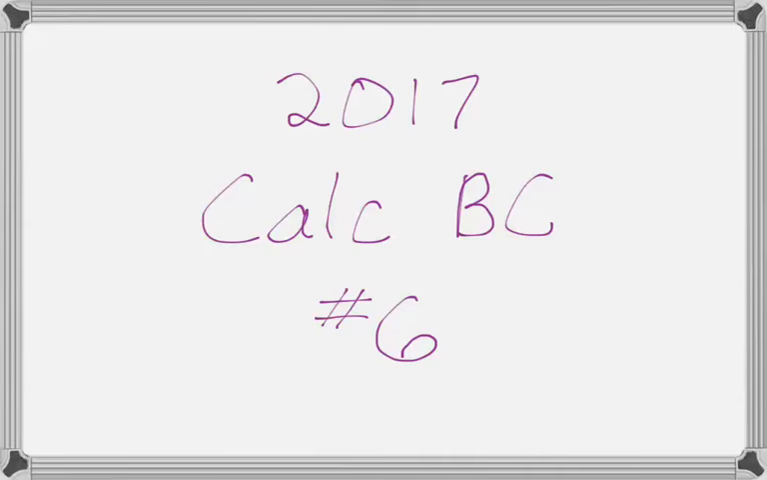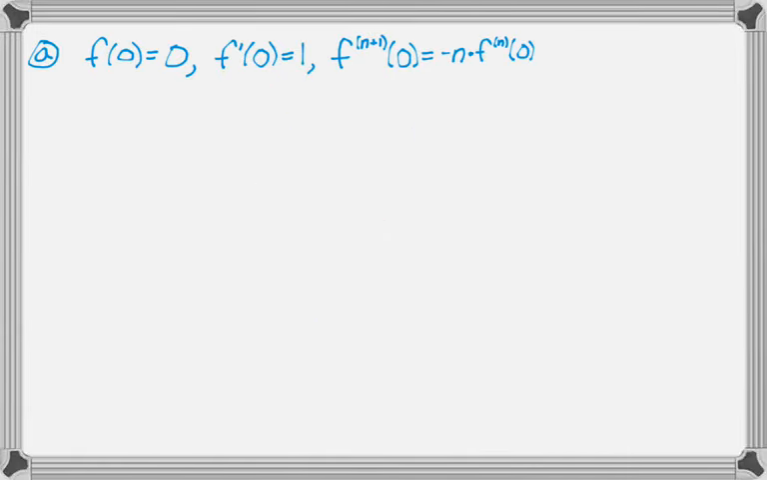Okay, in this video we are going to go over number 6 from the 2017 Calc BC exam, and it is the series question. It's kind of a strange series question, a little bit. So first off, we're given that f of 0 is 0, f prime of 0 is 1, and then the n plus first derivative at 0 is equal to negative n times f^(n), the nth derivative, at 0. So it's like you always go back one step, and that's going to be important.